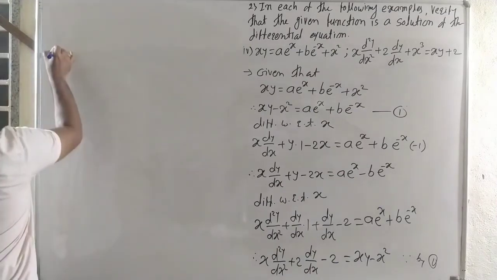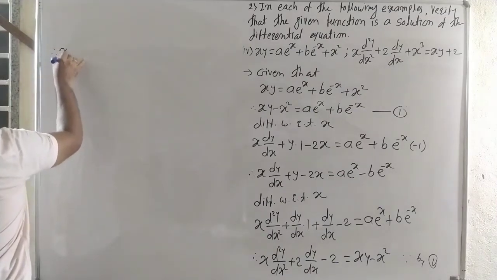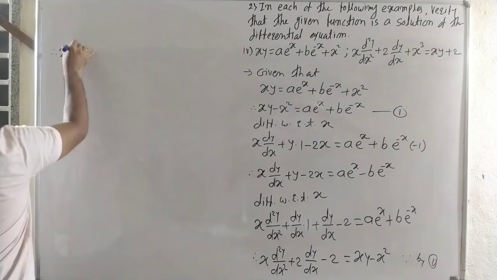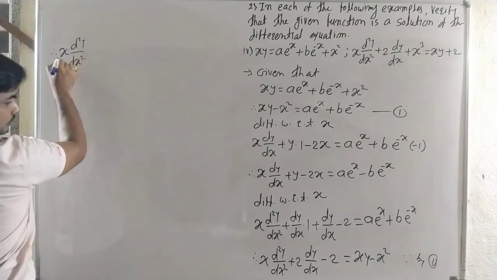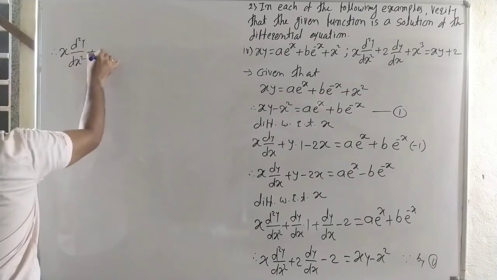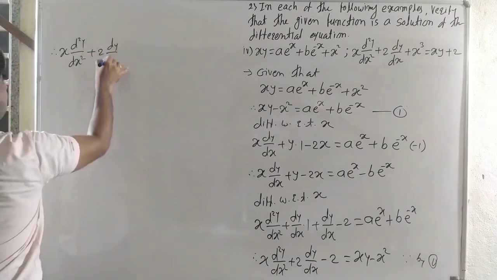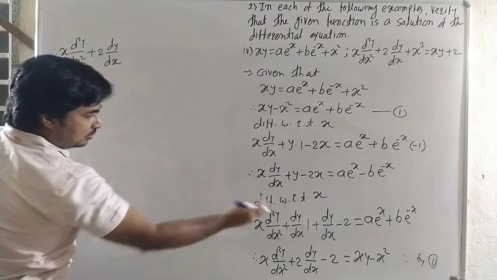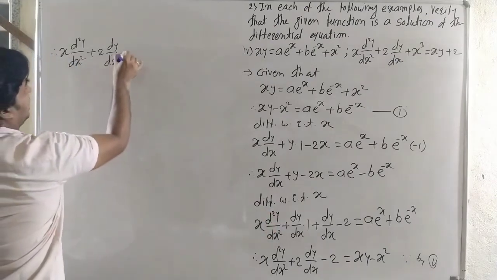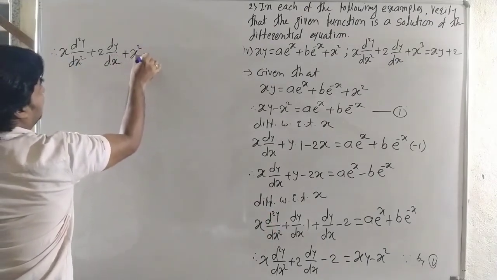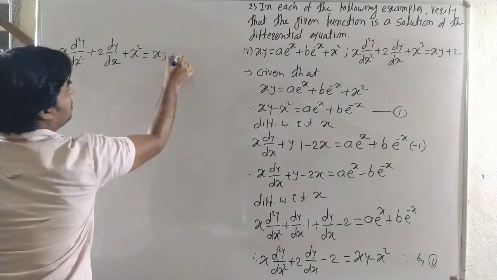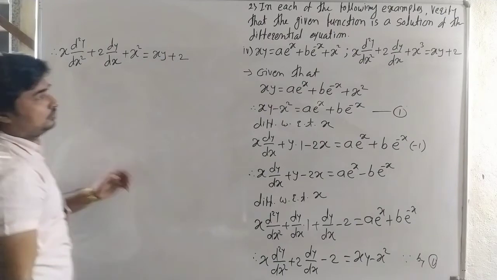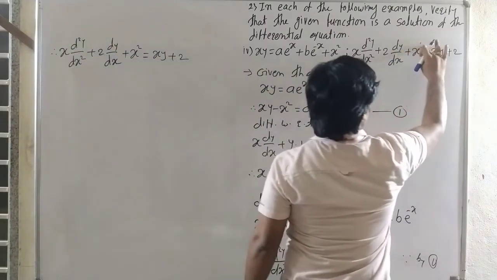Therefore x d2y by dx2 plus 2 dy by dx. This minus x square we can write in the LHS. It is plus x square is equal to xy plus 2. Okay. Here it is a x square.